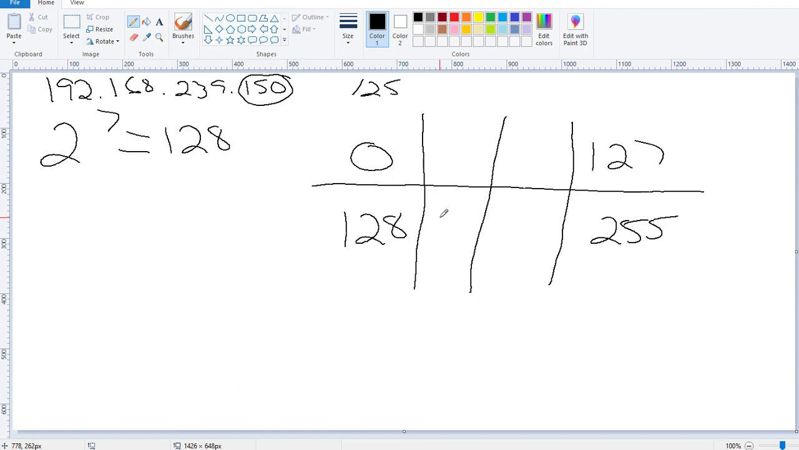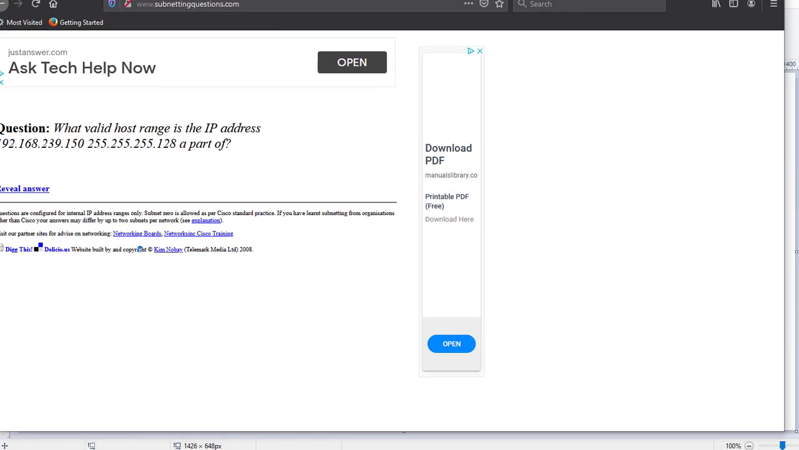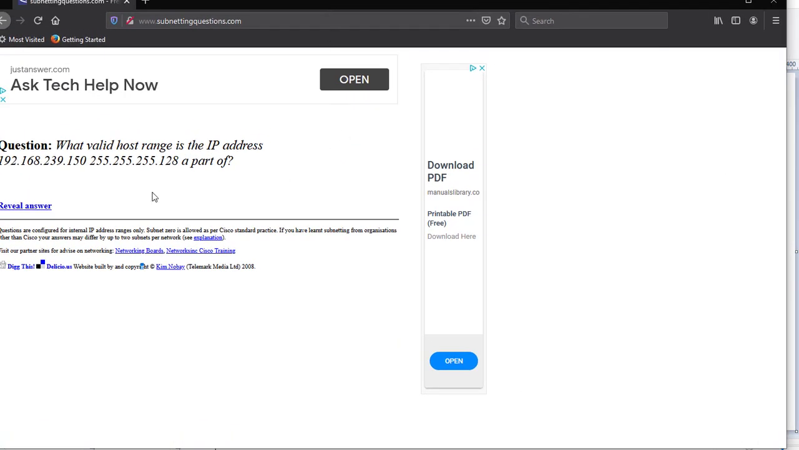So in this case, where does the 150 fall into? Well, obviously 150 would fall into this range here. So this would be 129 to 254. So then we bring up this, and we say, give me the answer. So 129, 254. So boom, it's that easy, folks.